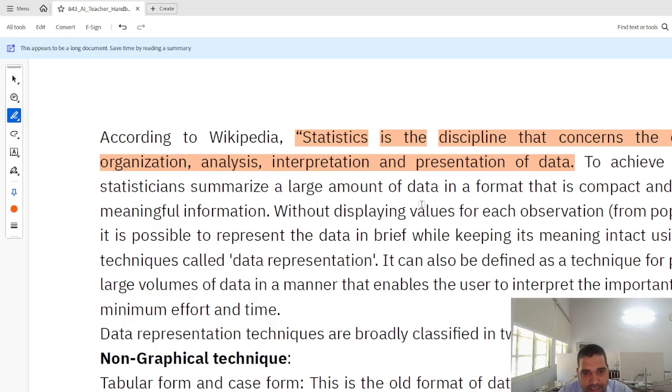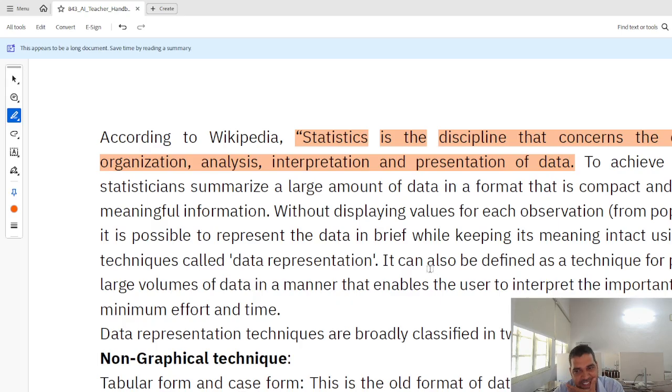So we summarize a large amount of data in a compact format that produces meaningful information without displaying values for each observation. It is possible to represent data briefly while keeping its meaning intact using certain techniques, which is called data representation. If you can represent the values in such a way that one can understand easily and its meaning remains intact, that is called data representation.